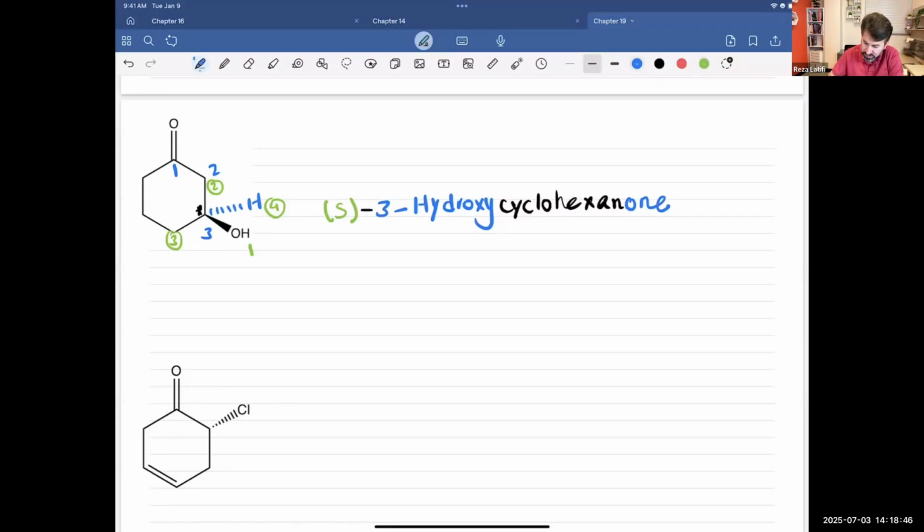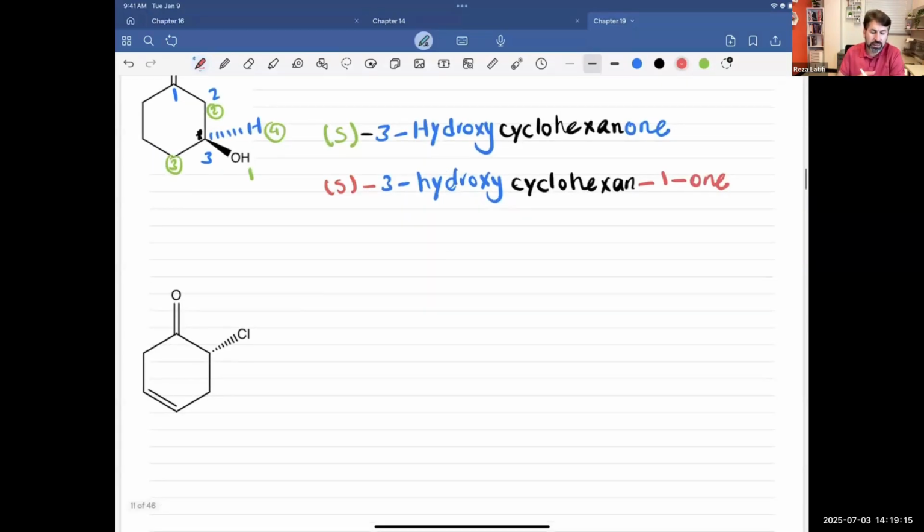Another way to name it, again, just simply go with this: S, and I go this one. And here I can say 3-hydroxy. And then I have cyclohexane. I get rid of the E, and then I just simply say 1-O-N-E. I just simply show the position of the carbonyl group.